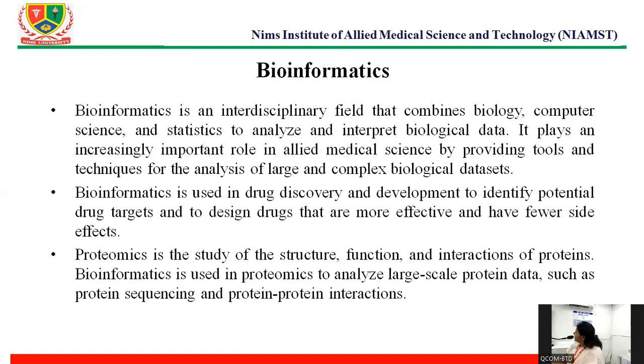It plays an increasingly important role in the life sciences by providing tools and techniques to analyze large and complex biological data sets. Bioinformatics is used in drug discovery to identify potential drug targets and design drugs that are more effective and have fewer side effects. Proteomics is the study of the structure, function, and interactions of proteins. Bioinformatics is used in proteomics to analyze large-scale protein data, such as protein sequencing and protein-protein interactions.